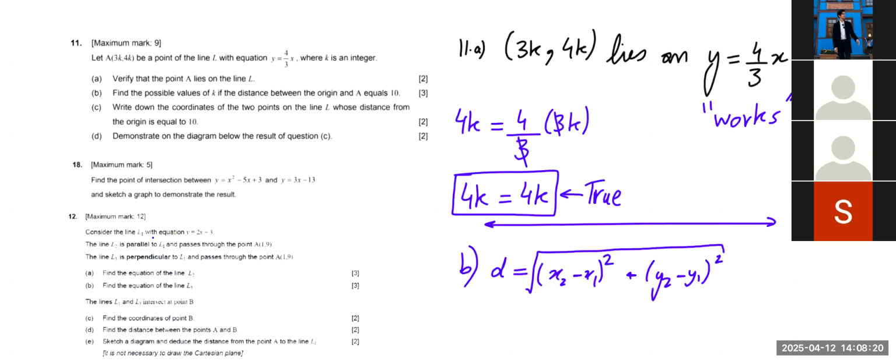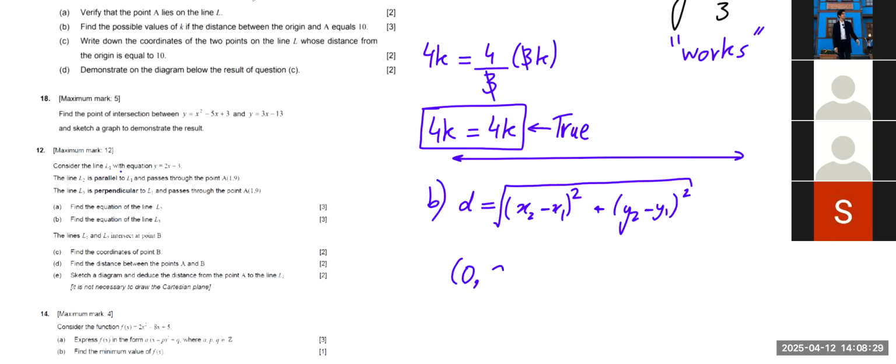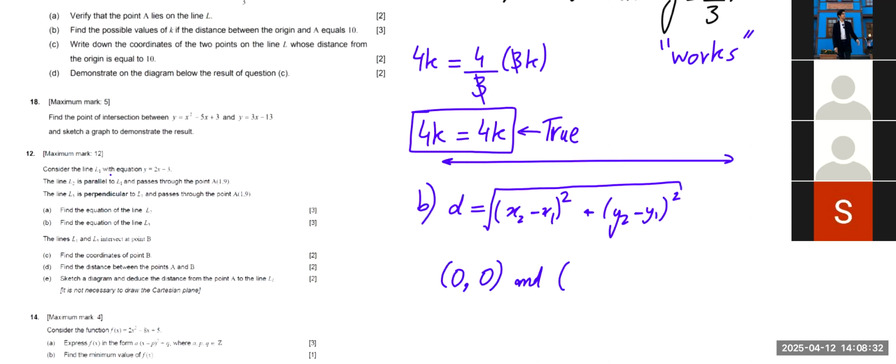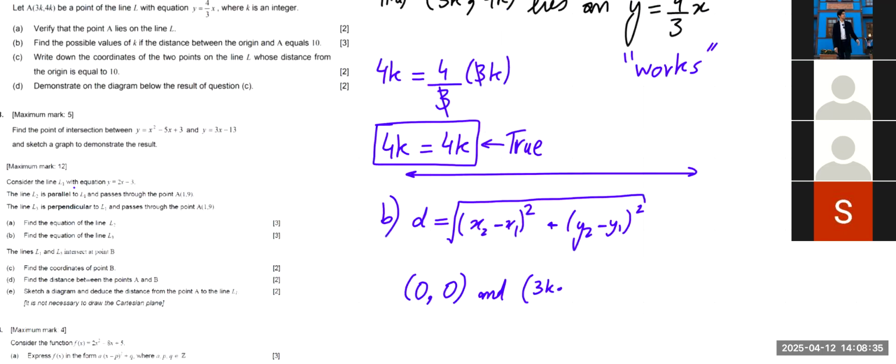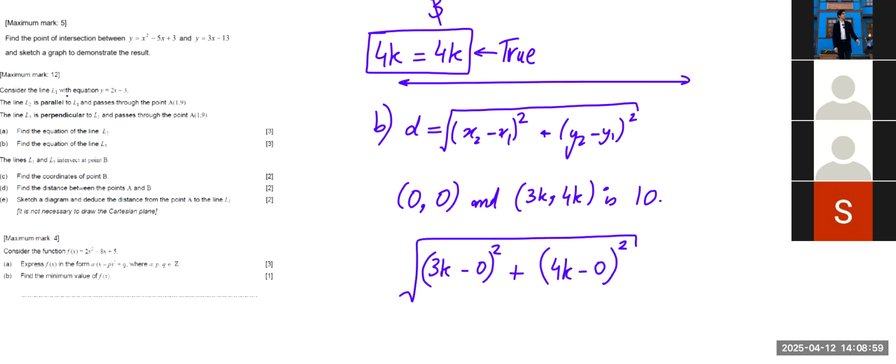Now, the distance between the origin, which is 0, 0 by the way, and A. So they're saying that the distance between 0, 0 and, wait, was it 4k, 3? No, 3k, 4k is 10. So we're trying to prove that the distance between these two is 10. Now, let's write down the distance formula first. The distance formula says find the difference between the x values, so 3k minus 0 squared, plus y values, 4k minus 0 squared, square root. That's the distance, and we want the distance to be 10. That's what they told us between the origin and this point A.